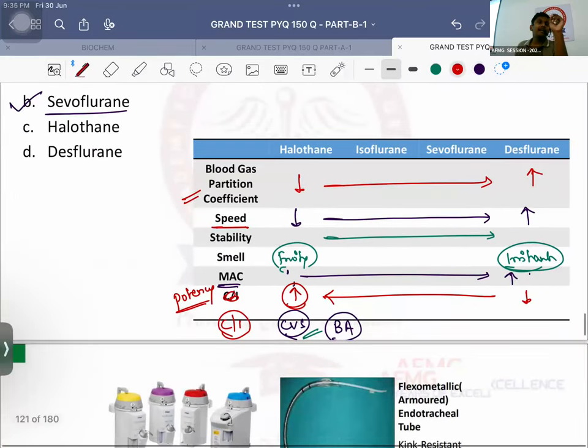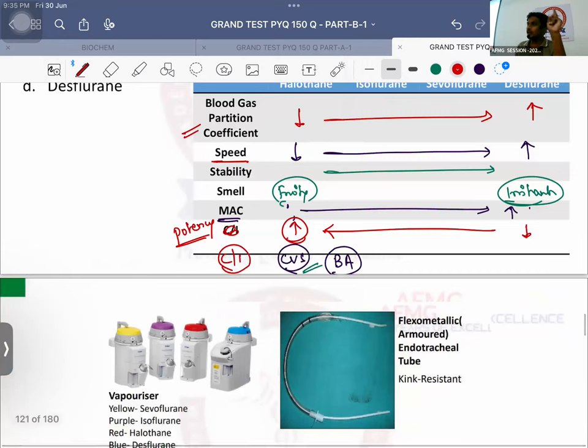Now, kids mein induction as well as maintenance agent of choice, inhalational one, is sevoflurane. Adults mein induction agent of choice is sevoflurane, but maintenance agent of choice is desflurane. Why? Though desflurane has higher speed, it is not used for induction because it is an irritant.